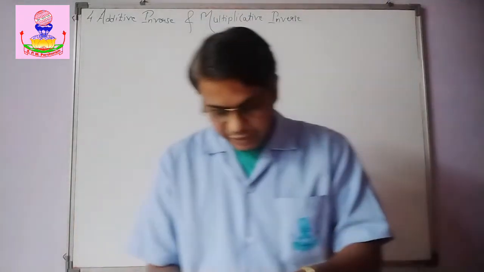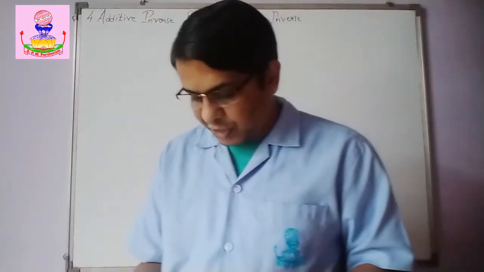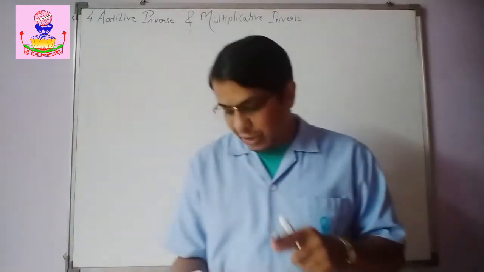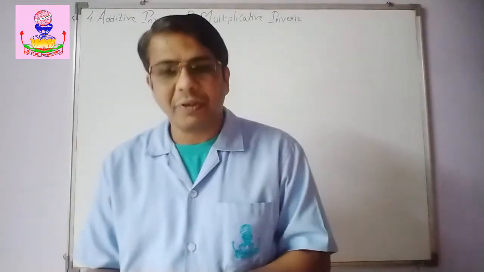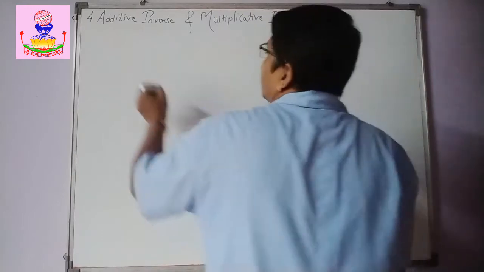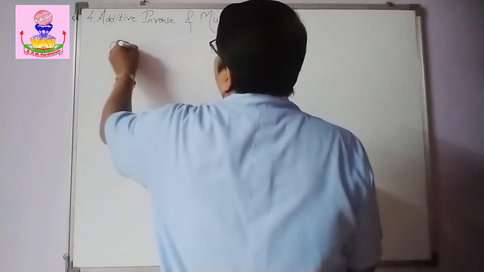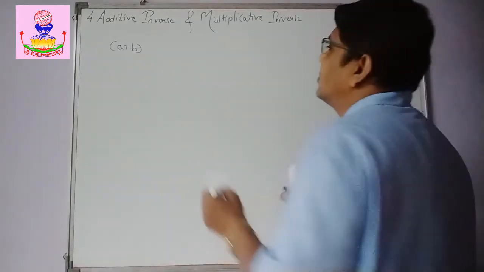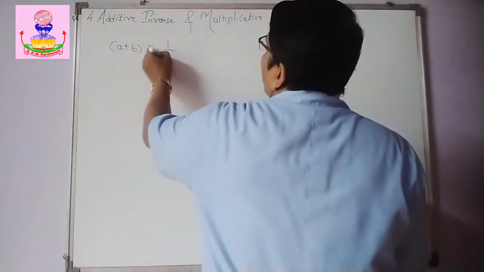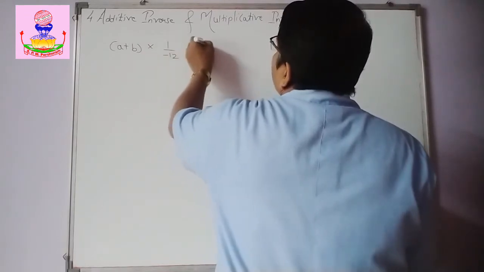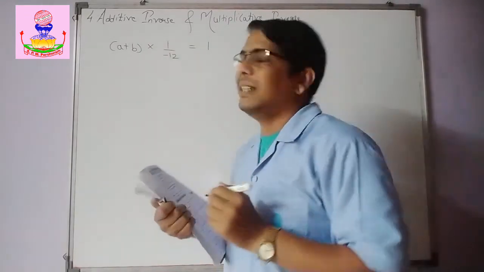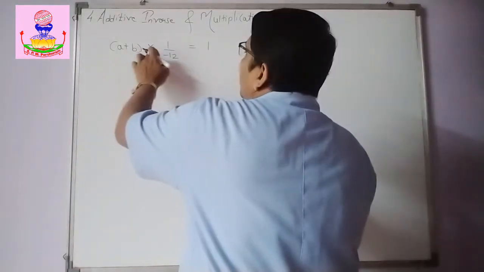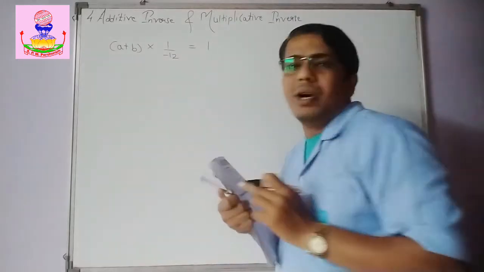Now third, the multiplicative inverse of a plus b is 1 upon minus 12. If a is equal to minus 4, what is the value of b? Now what did it say? Multiplicative inverse of a plus b is 1 upon minus 12. So a plus b into 1 upon minus 12. Now we know that product of multiplicative inverse is always 1. Right? So a plus b into 1 upon minus 12 should be equal to 1.